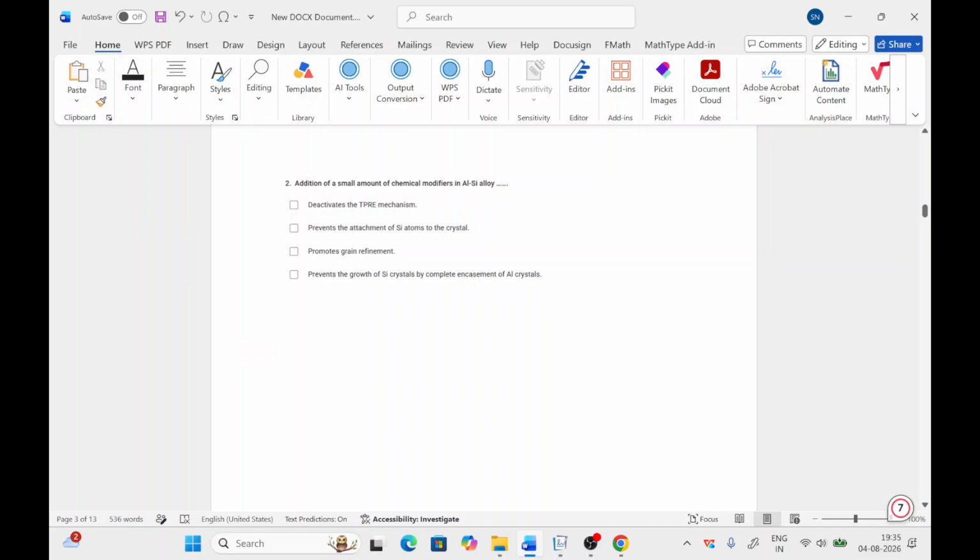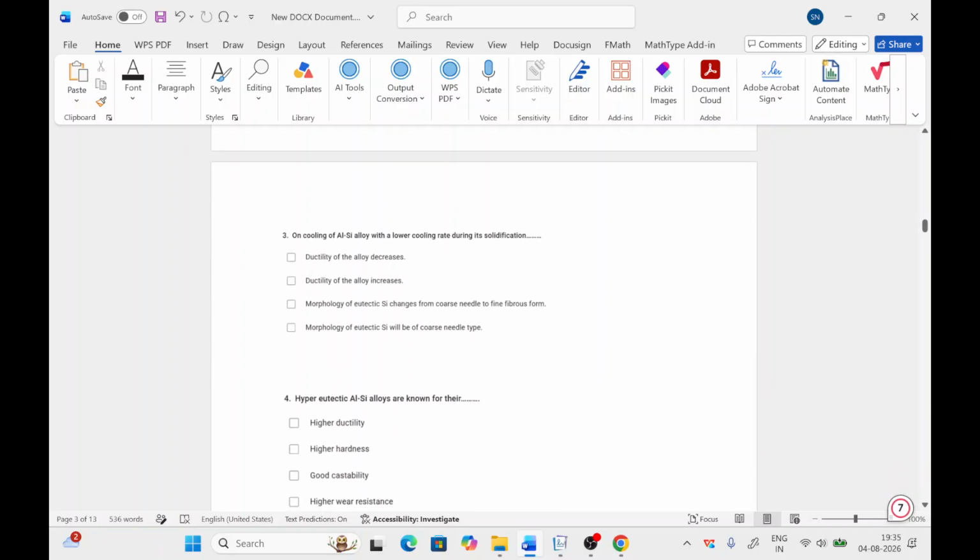Second is addition of a small amount of chemical modifiers in aluminum silicon alloy. It deactivates the TPRE mechanism, prevents attachment of silicon atoms to the crystal, and prevents growth. So B and C are correct.